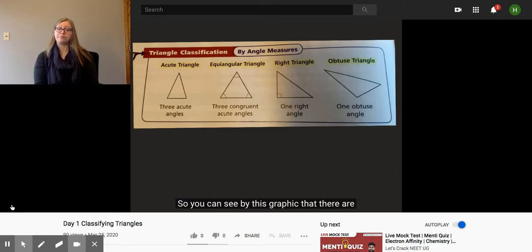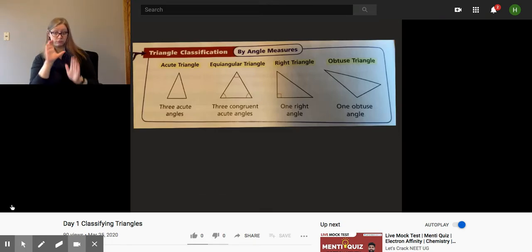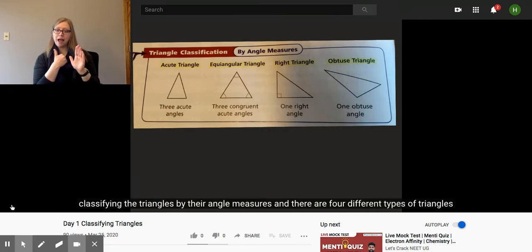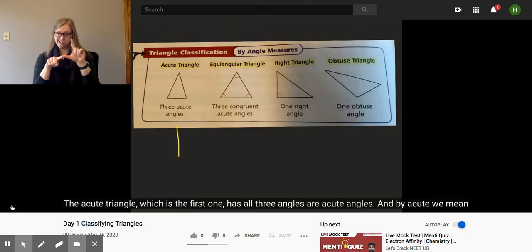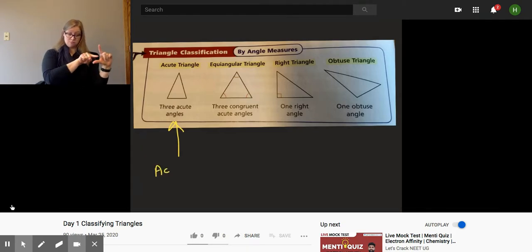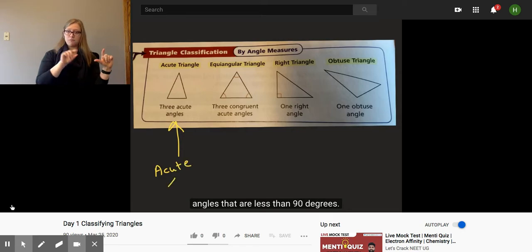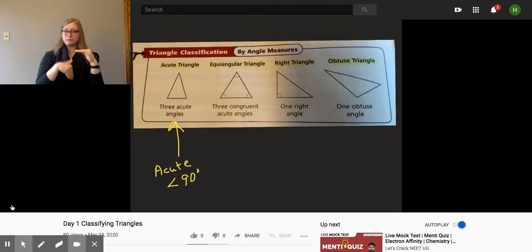So you can see by this graphic that there are classifying the triangles by their angle measures, and there are four different types of triangles that we talk about. The acute triangle, which is the first one, has all three angles acute angles, and by acute we mean angles that are less than 90 degrees.